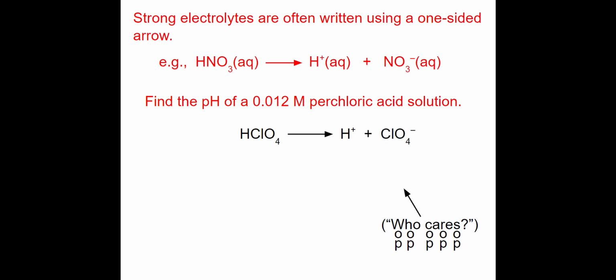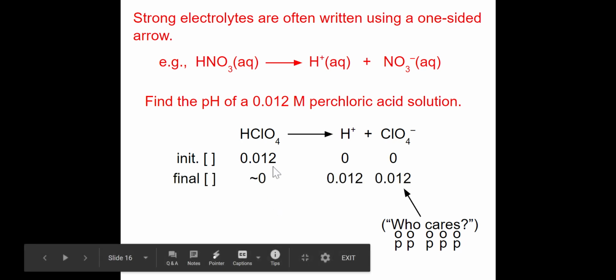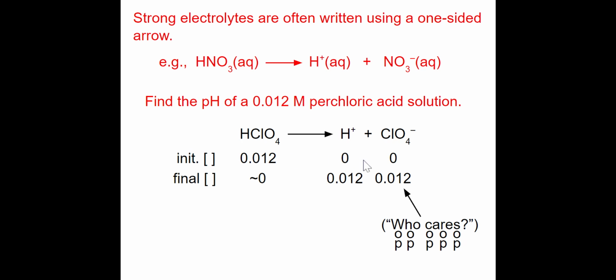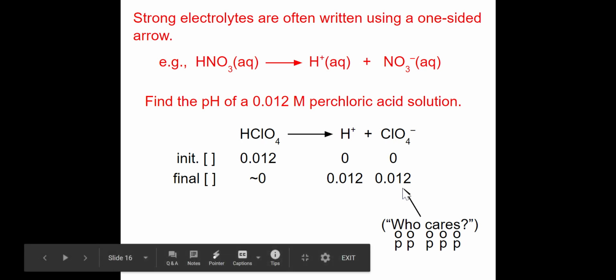So if I wanted to know the pH of this solution, I can do my little ICE chart. Initially, 0.012 is the concentration of the perchloric acid. I know that because it's a strong acid, it's going to basically 100% dissociate. So that means everything I had at the beginning is now gone. Because this is a 1-to-1 ratio, for every one of these, I get one of these and one of these. So if 0.012 of this is going to break down, I'm going to make 0.012 and 0.012.